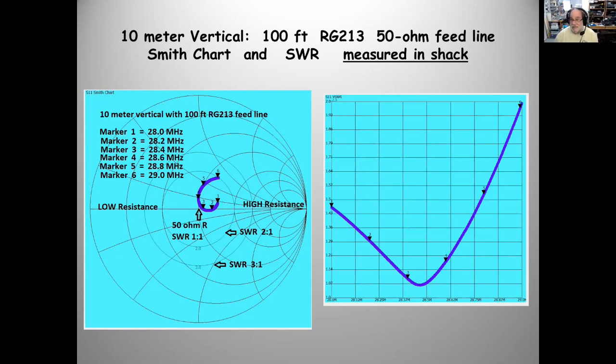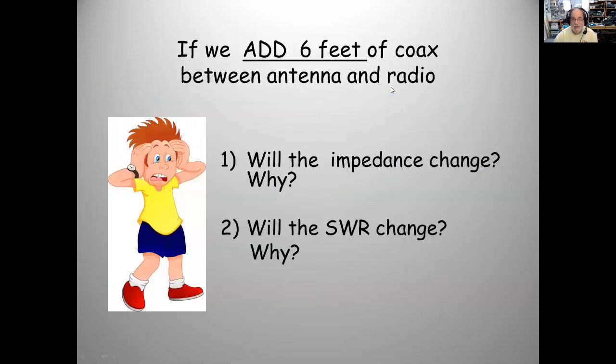Here's my question. You ready? Now think about this. This is the key to the whole talk. What if I add 6 feet more coax? Now I'm going to add it in my shack. I'm not going to go climb up my antenna. I add 6 more feet. In other words, I take the connector off, put on a female barrel connector, make 6 feet more of coax, and attach my NanoVNA. So I've just added 6 feet. Will the impedance change? Why or why not? Will the SWR change? Why or why not? You guys talk.